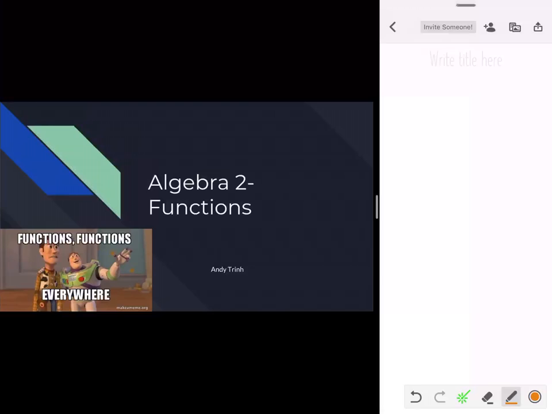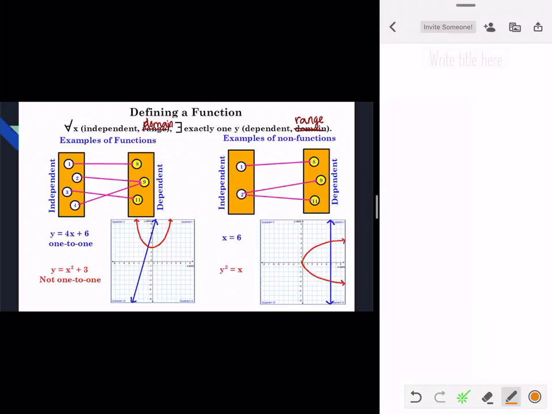This is going to be the beginning of an Algebra 2 series, and this first lesson is going to be over functions. So let's go. What is a function? Well, in short, a function is really any equation where you put in one x or independent value and you get out exactly one y or dependent value.